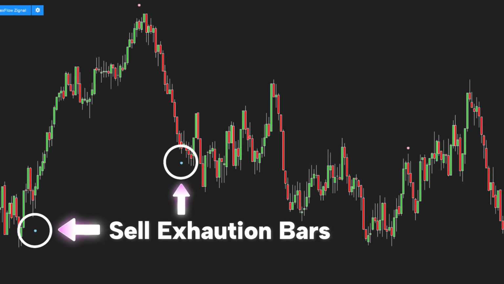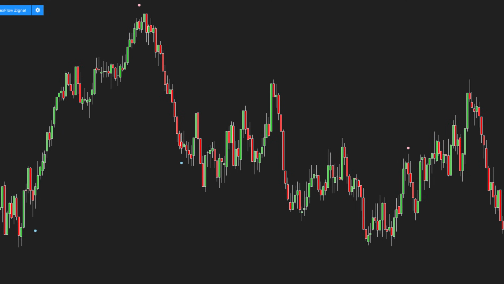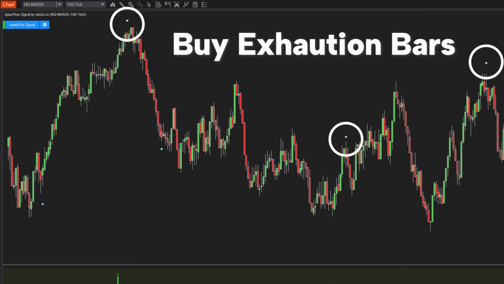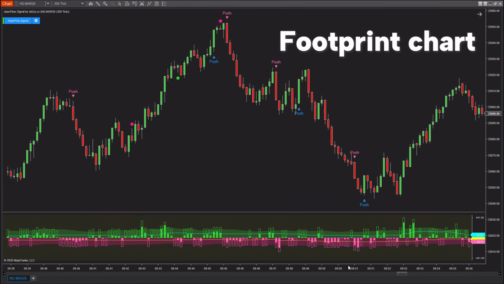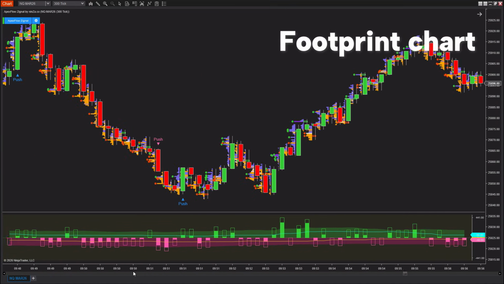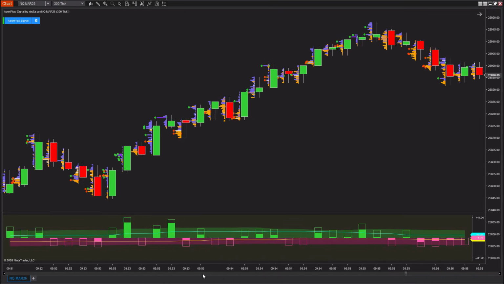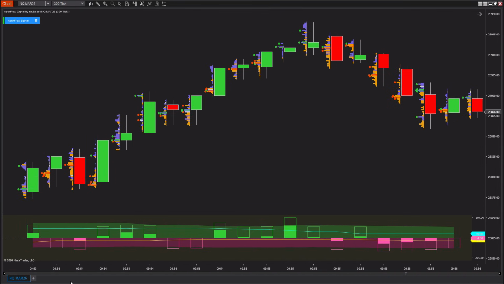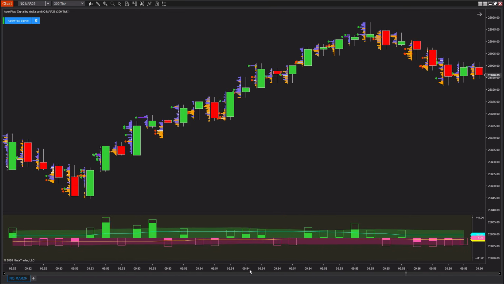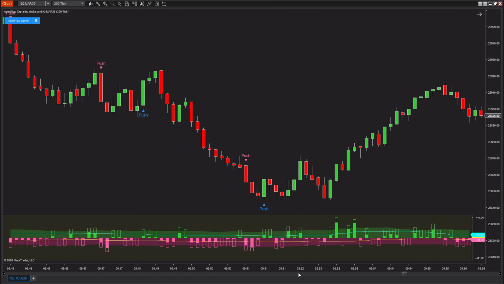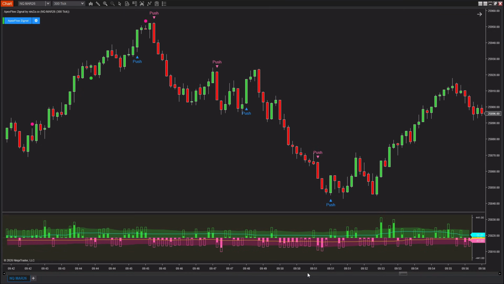Next, you'll notice light blue dots on the chart. These signals indicate exhaustion from the sell side. On the other hand, light pink dots show exhaustion coming from the buy side. Additionally, when you zoom in on the chart, you'll notice a hidden footprint chart inside. This feature allows you to see the buying and selling actions of each candlestick, so you can cross-check and verify if the conditions for absorption, exhaustion, and push signals are accurate. When you zoom out, the footprint chart will be hidden, keeping your main chart cleaner and more organized.